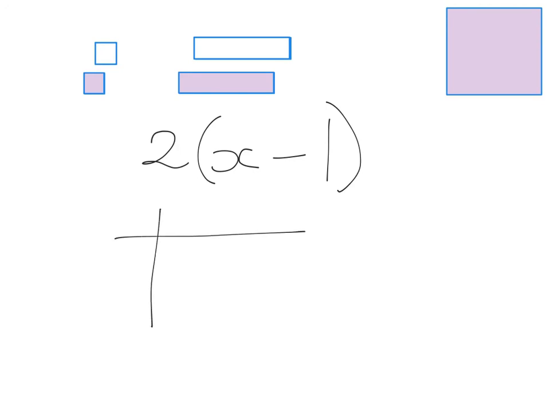What do you think would happen if instead of being 2 lots of x plus 1, it was 2 lots of x minus 1? Have a think about how you would set that up here, what would need to go here, and how would you represent this using these tiles. You try this one now and then complete the rest of the questions.